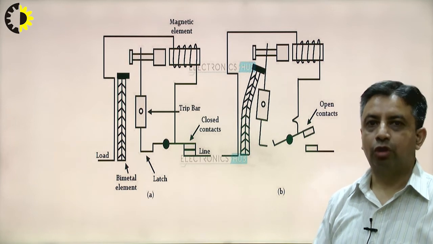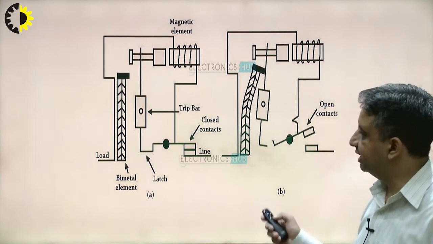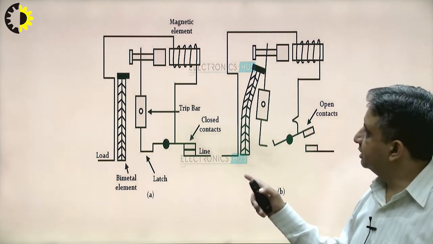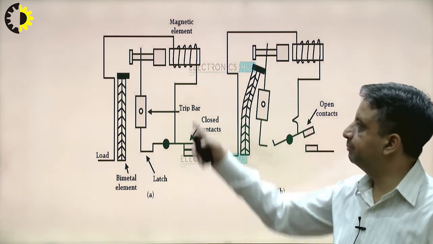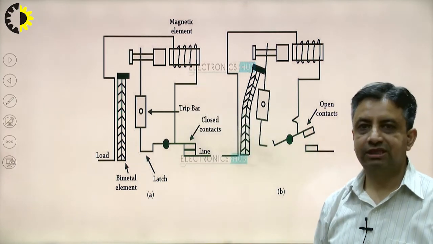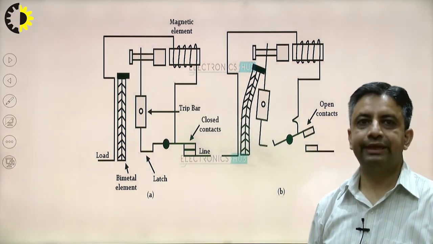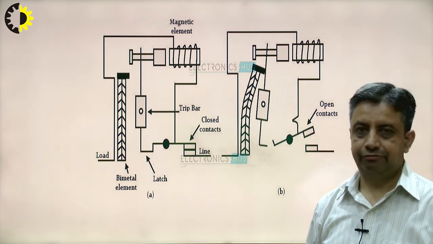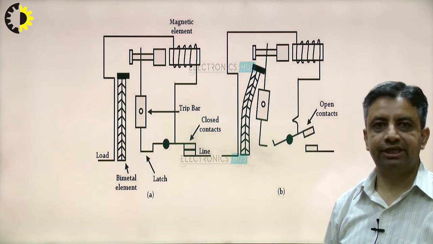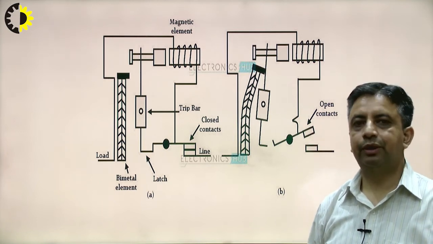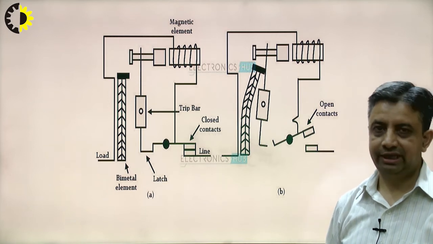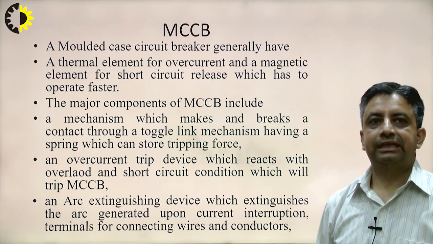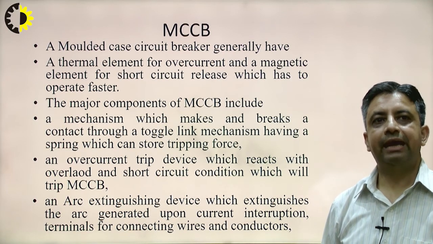So for the overload condition, we have provided the first type of protection with the help of the bimetallic element, and for the second, the faulty condition, we have provided protection with the help of this coil. In this way, we can protect our equipment, whether it is your refrigerator or your washing machine, all the electrical equipment that you are using at your home, you can protect it with the help of this MCB.